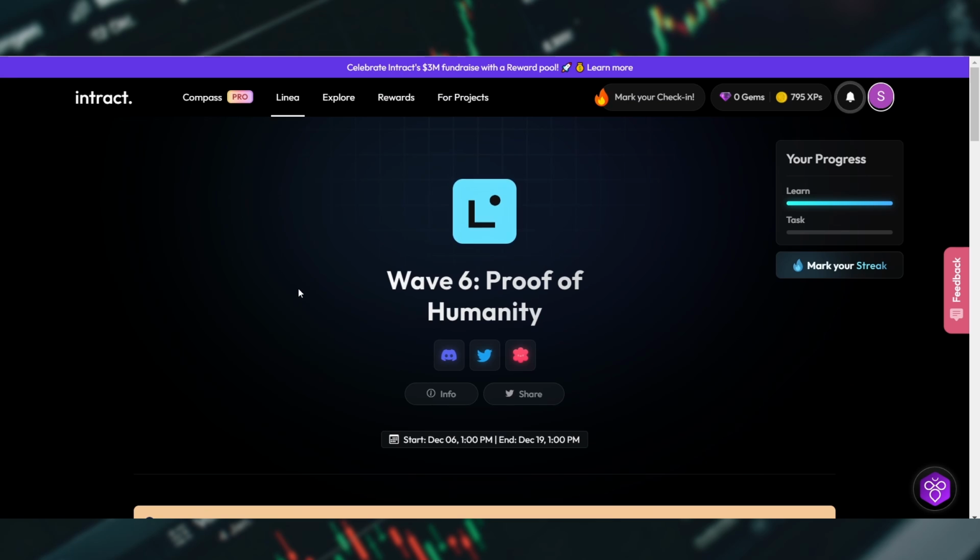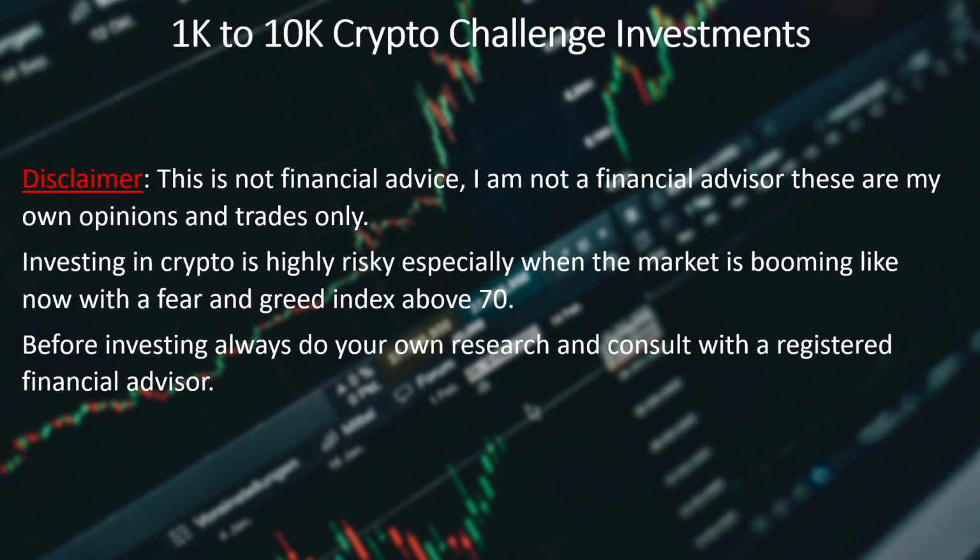And with that, now let's move on to the 1k to 10k crypto challenge investments I made. A quick disclaimer, this is not financial advice, I am not a financial advisor, these are my own opinions and trades only. Investing in cryptocurrencies is highly risky, especially when the market is booming like now with a fear and greed index above 70. Before investing, consult with a registered financial advisor.